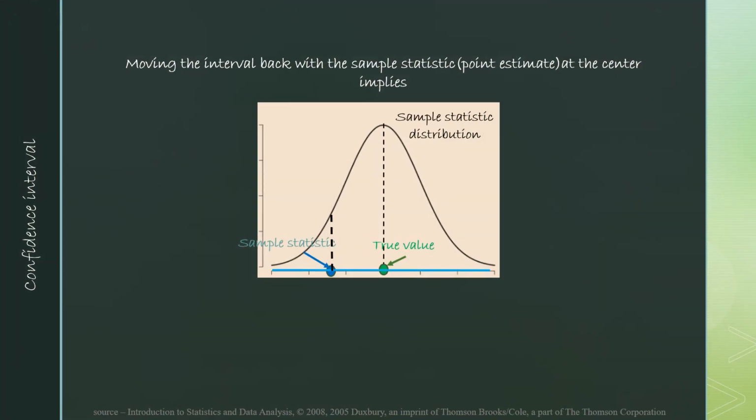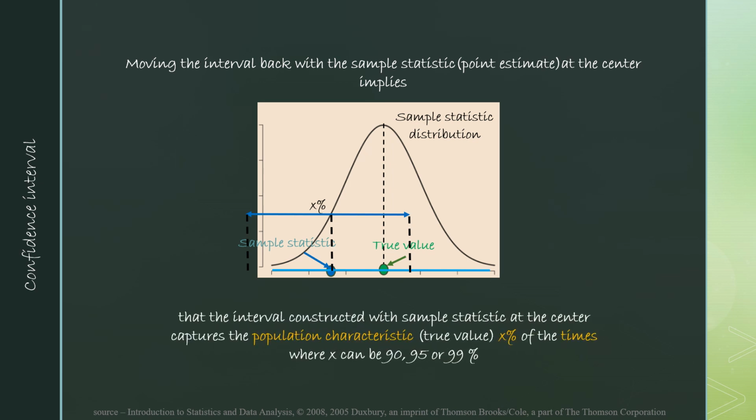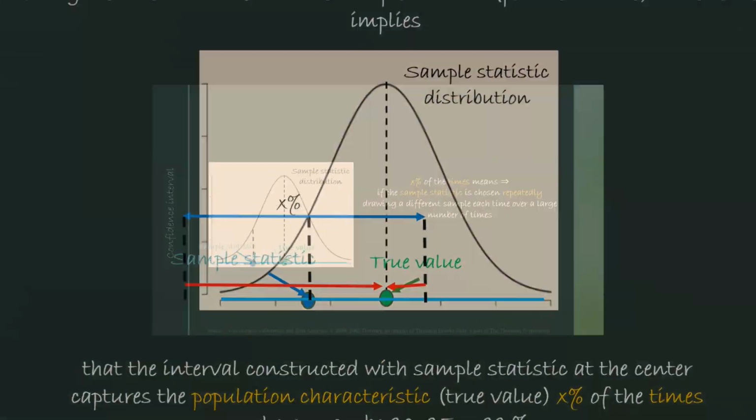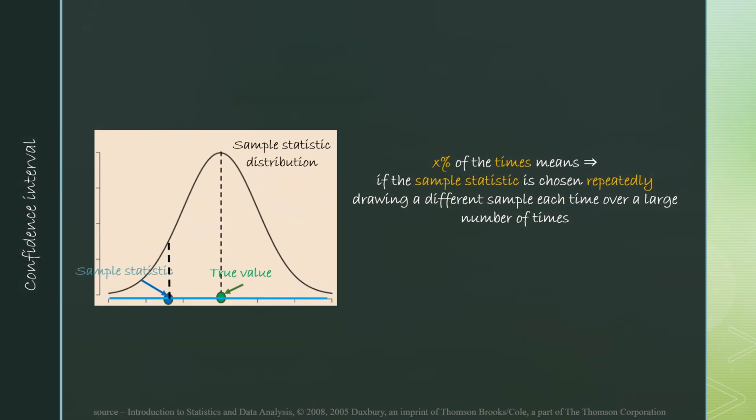Moving the interval back with the sample statistic or the point estimate at the center implies that the interval constructed with the sample statistic at the center captures the population characteristic, in other words the true value, x% of the times, where x can be 90, 95 or 99%. Just to recap once again, x% of the times means if the sample statistic is chosen repeatedly, drawing different samples each time over a large number of times, x% of times the interval will capture the true value.